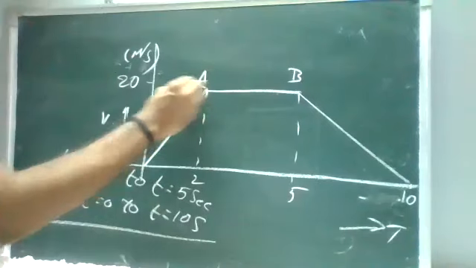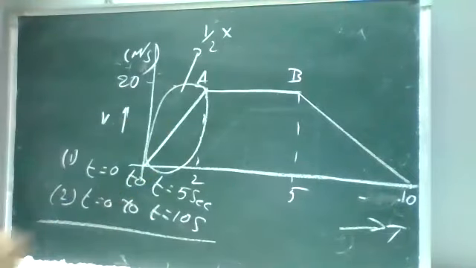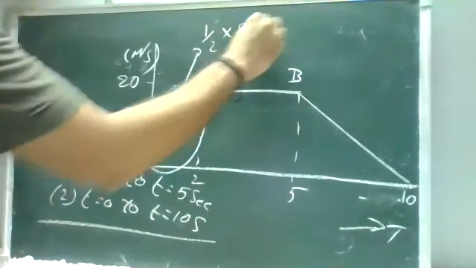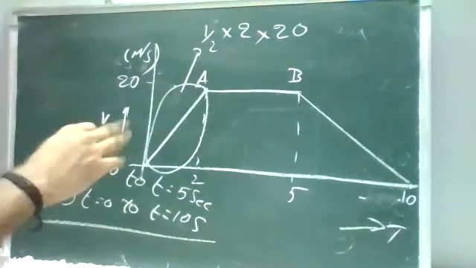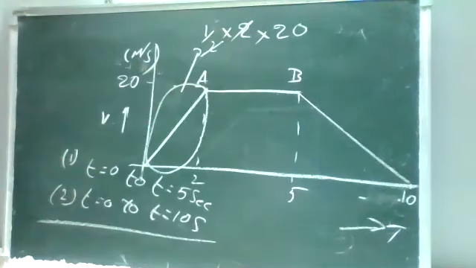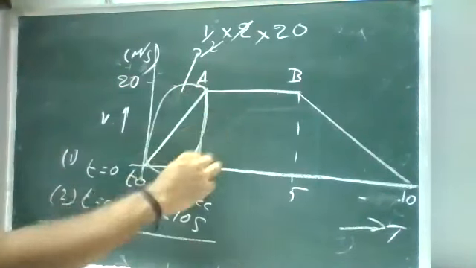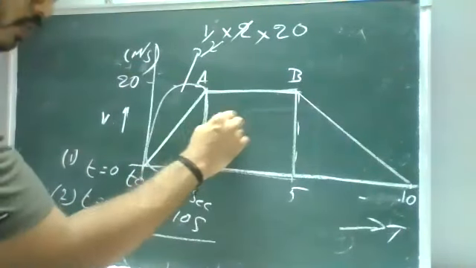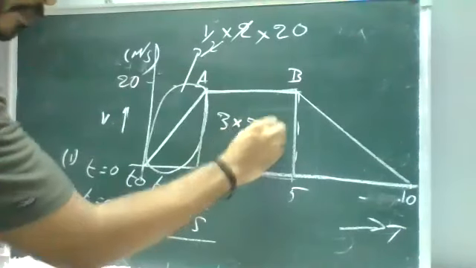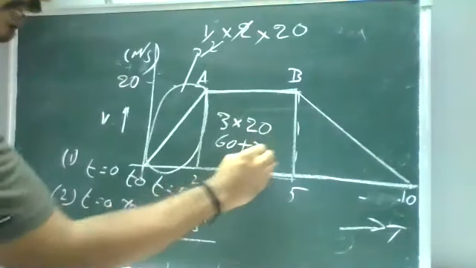Okay, first let's look at the triangle area. Triangle area is half into base 2 into height 20, so the 2 will get cancelled. So the displacement is only 20 meters. Now the rectangle: the difference within the portion between 5 and 2 seconds is nothing but 3. So 3 into 20 is 60, plus 20.